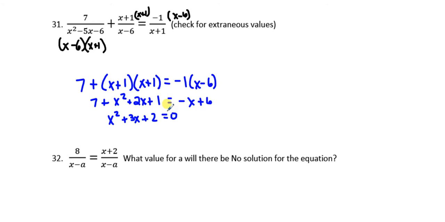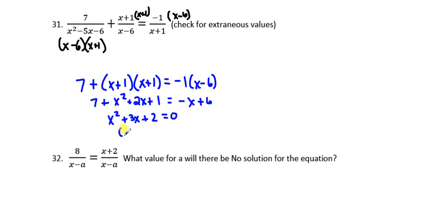And I'm kind of skipping a step there. I normally do that in a couple of steps. But I'm basically combining all the like terms. So I'm combining all the x squareds. There's only one of them. Combining these two x's, and combining the single digits and setting it equal to 0.